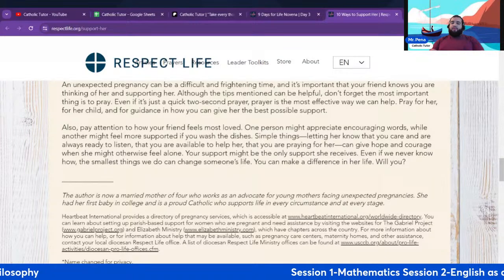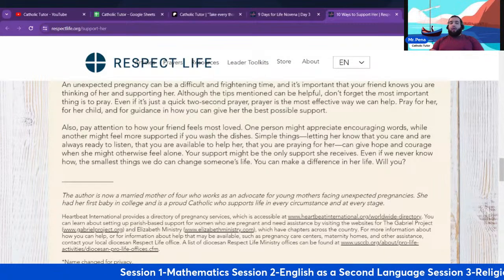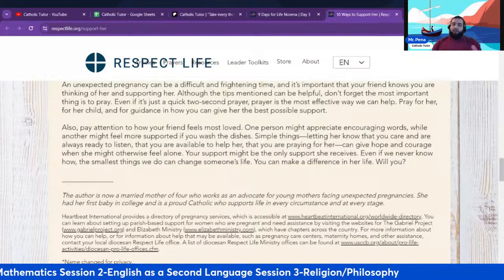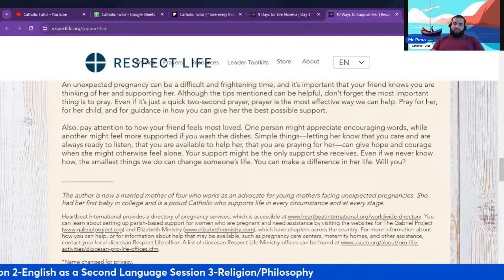Your support might be the only support she receives, even if we never know how. The smallest things we do can change someone's life. You can make a difference in her life. Will you?